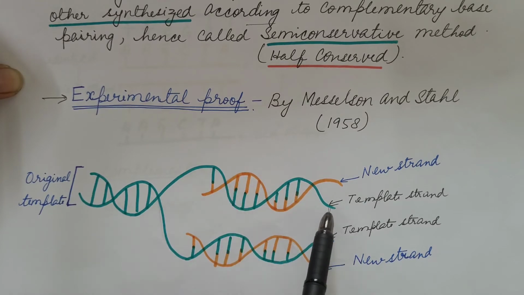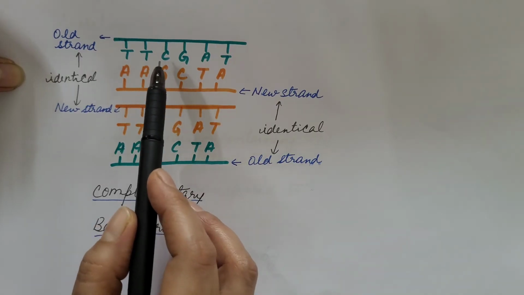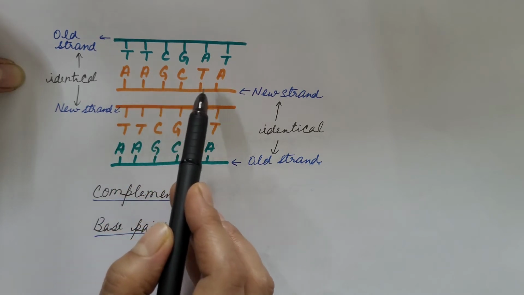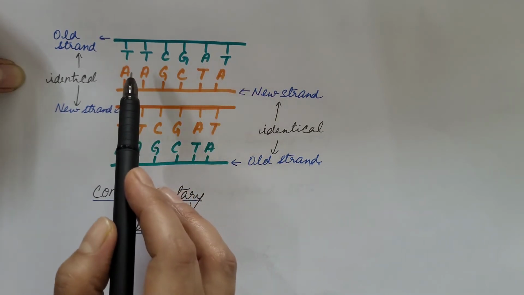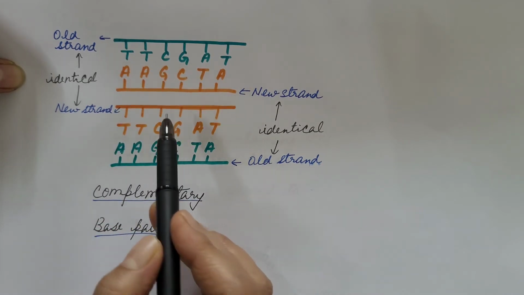And in each copy, one strand is the template strand or the older one, and the other is the new strand. So, half of the strand is conserved. Hence, it is known as semi-conservative method of replication. So, if we see here, this is the old strand and this is the new strand that is synthesized according to the complementary base pairing. Adenine always pairs with thymine and guanine pairs with cytosine.